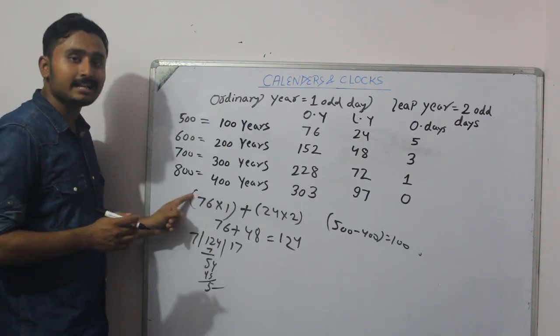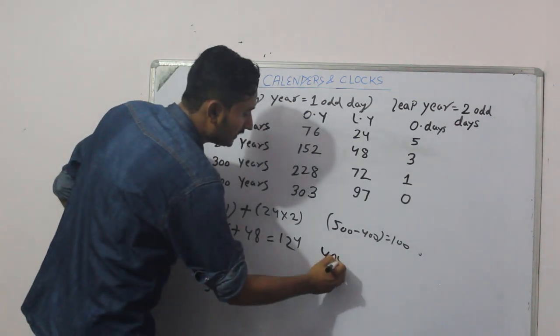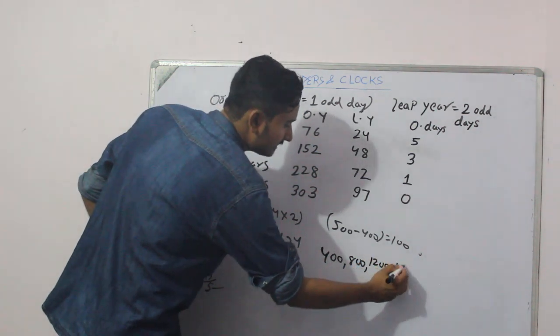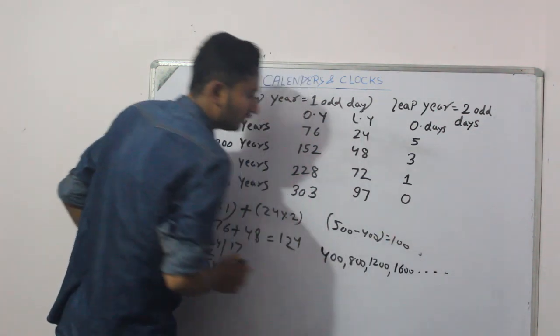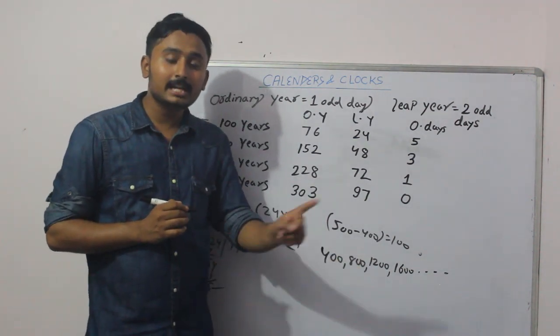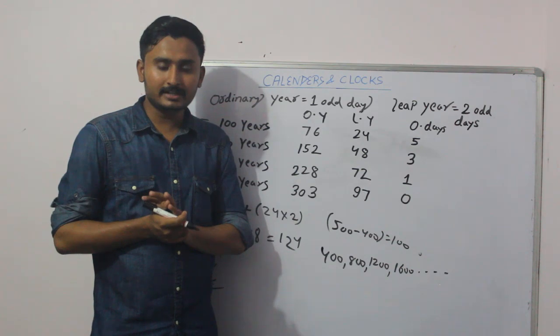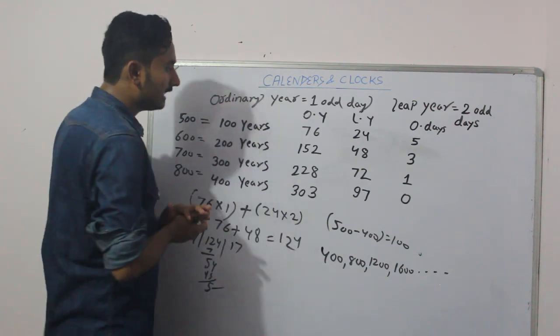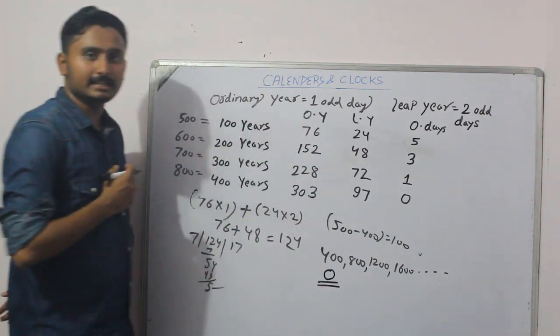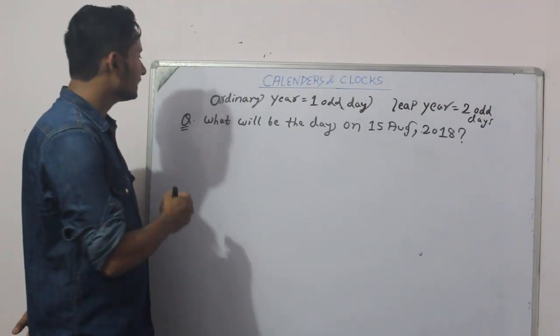So in this case we can say that 400, 800, 1200, 1600 and so on, the century years which are divisible by 4 and 400, are leap years. And now we have 0 odd days here. So let us solve this problem.